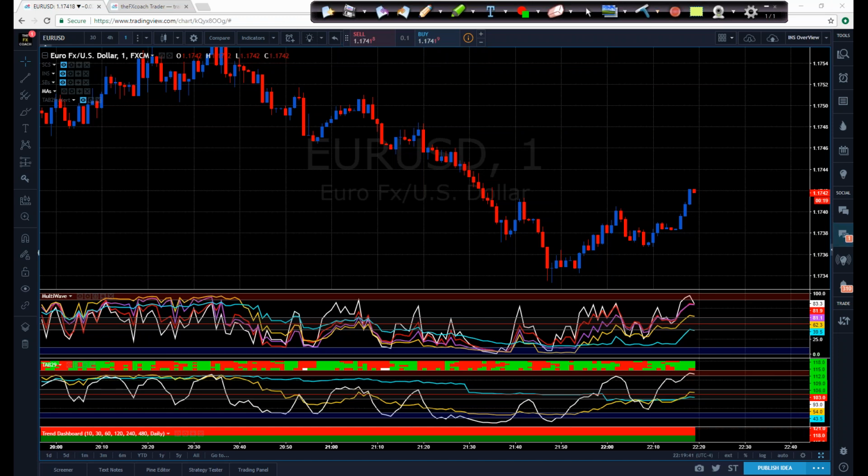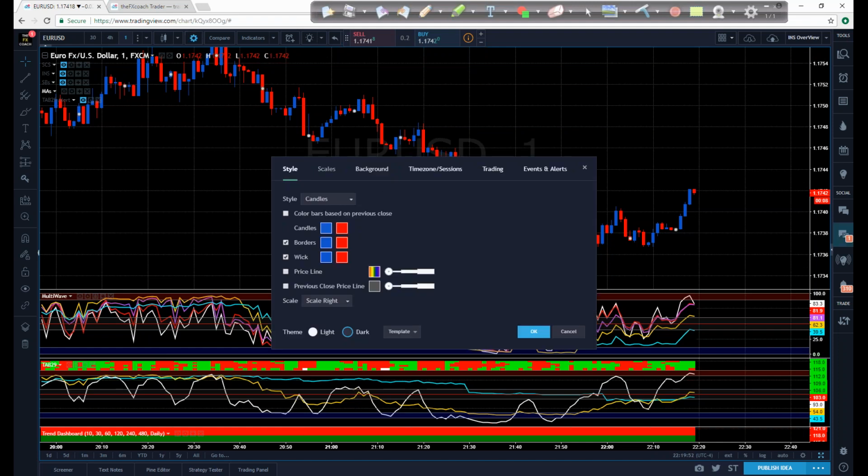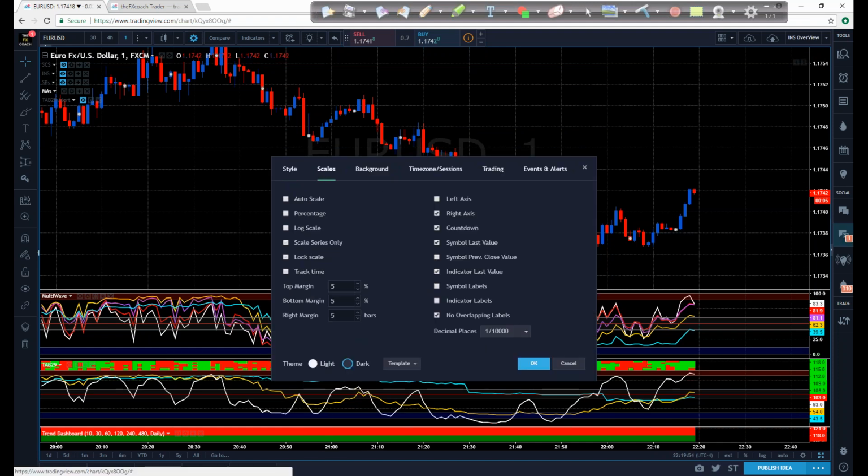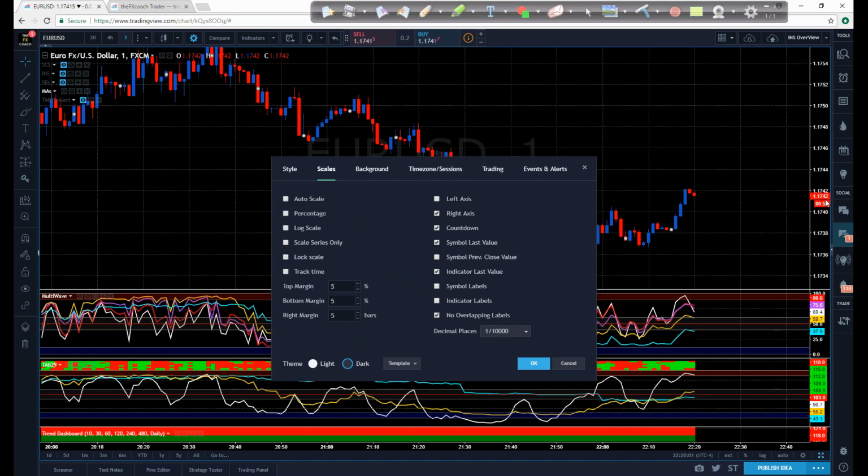I've had a few people ask me about decimal points. If you're not aware, you can set that and save all that. Anything you do to your chart, save to a template. One of the things you can do over on scales is down here on the bottom right, it says decimal places. If you set it to 1 in 10,000, that'll take off the 5th decimal and just bring it down to 4, which sometimes that last decimal throws people off. So if you want it just 4, that's the easy way to do it.